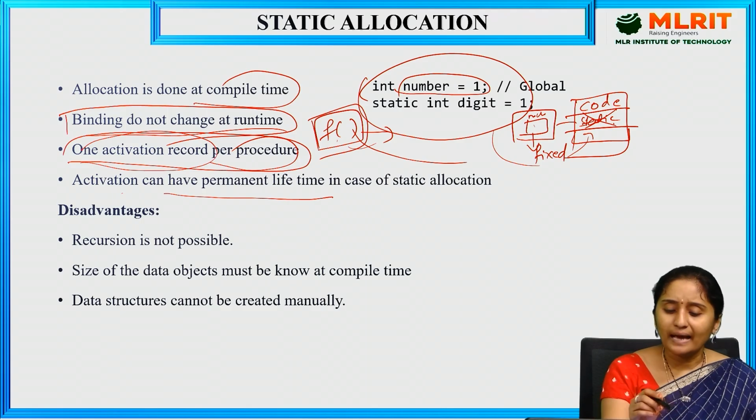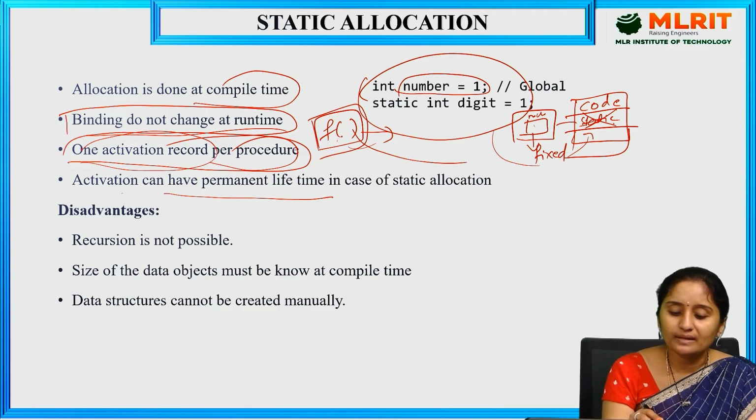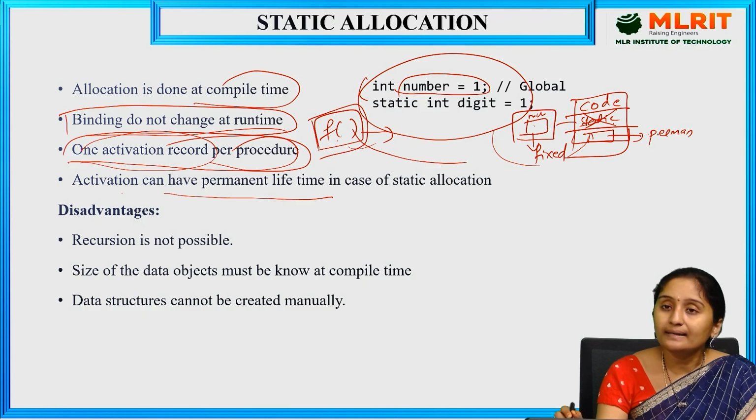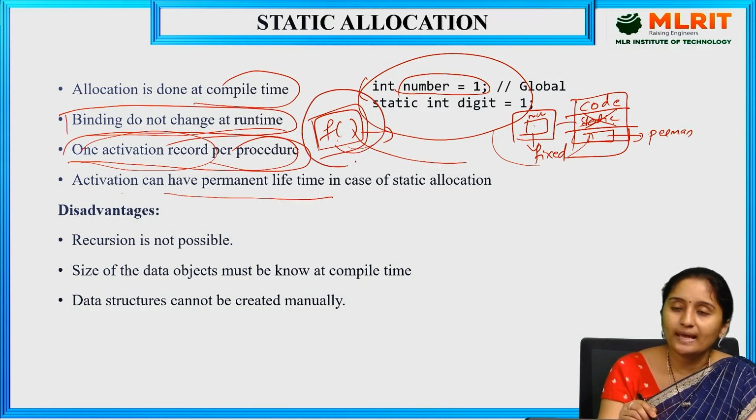Here, about the activation record, I am telling that for every procedure there will be one activation record. Once the activation record is created, the memory is allocated. In static allocation, the memory is allocated at compile time. This compile-time memory is fixed; it is permanent until I complete this procedure's execution.